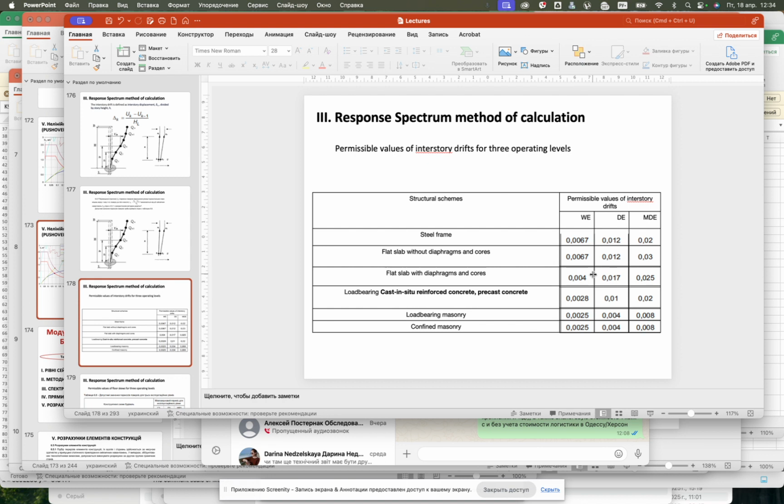For example, if we take into consideration, for example, this flat slab without diaphragms and cores.